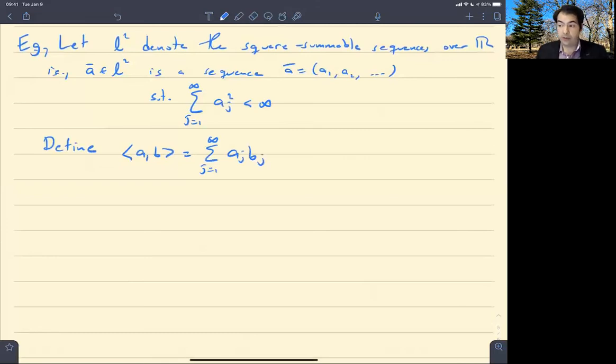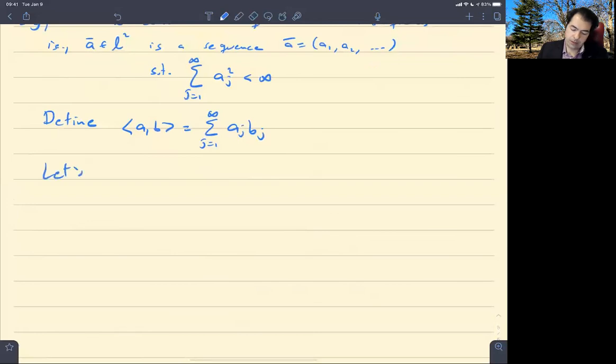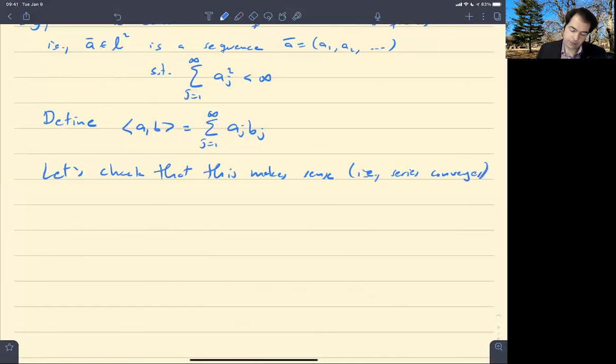So first thing we should worry about is, does this make sense? Does this series converge? So let's reassure ourselves. Let's check that this makes sense, i.e., that the series converges. Okay, so how do we know the series converges? Well, for any natural number n, take the sum j goes from 1 to n of aj bj. Let's say you put absolute values inside.